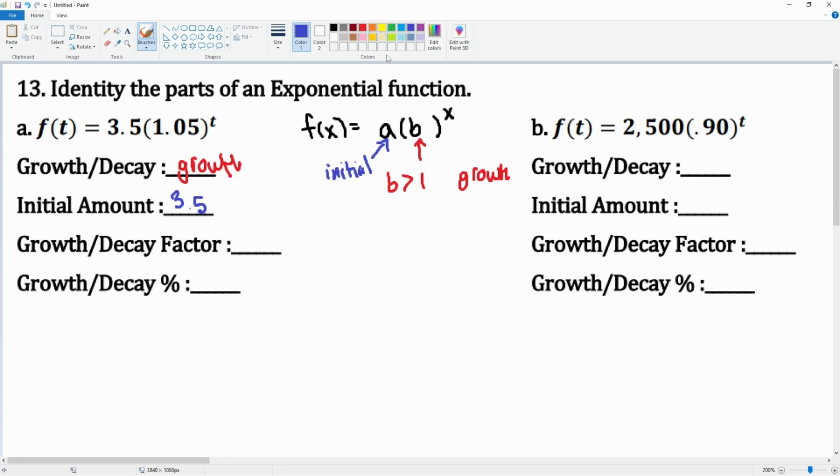The growth factor itself would be this entire value right here. So we can say that is 1.05. How much did it grow by? Well, we know that the base number is 1.00. So here we have 1.05. How much it's changing is plus 0.05. But we want that in percentage. So this is really 5%.